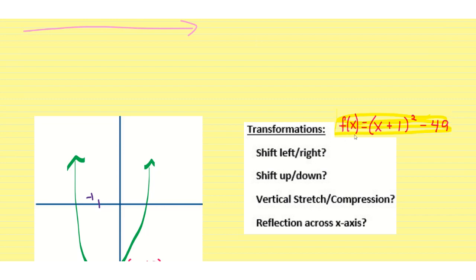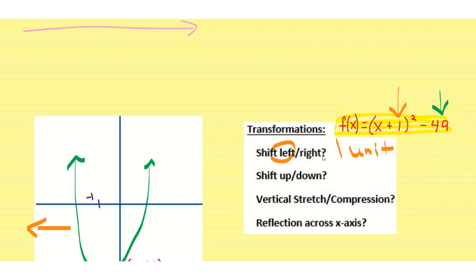The transformation left to right has to do with this number right here. If it says +1, it actually means it's not going in a positive direction, it's going in a negative direction. A negative direction would be that way, so that is left. So it's going to be left 1 unit. That's what +1 means, left 1 unit. And then we also have shifting up or down. The number that tells me whether it's shifting up or down is this number, negative 49.